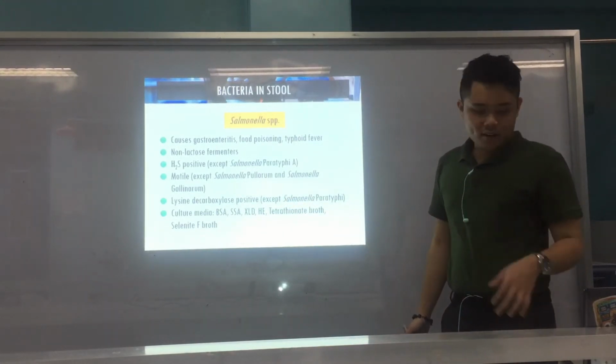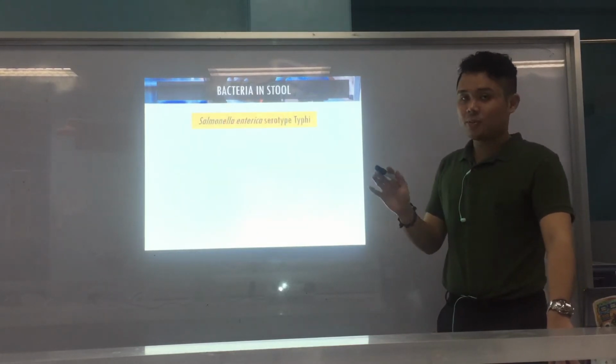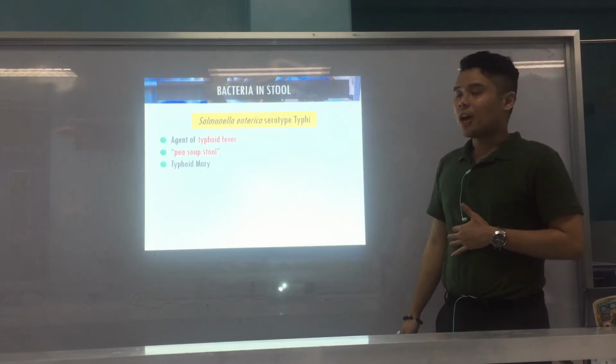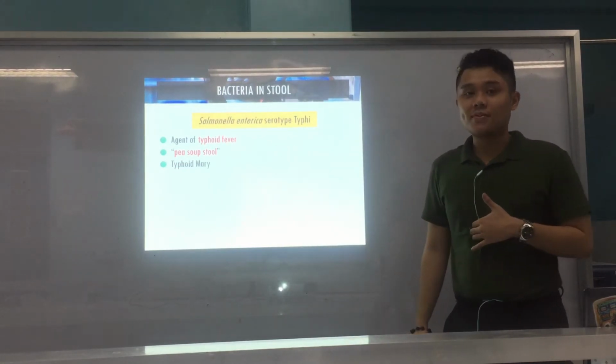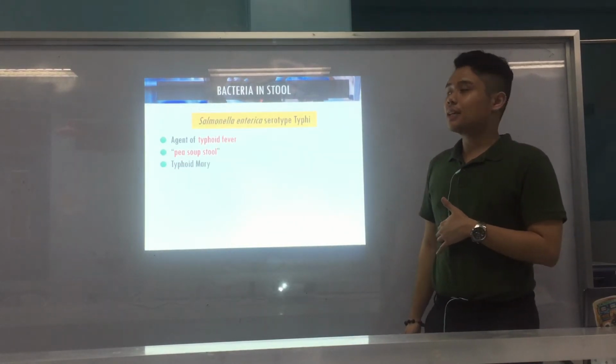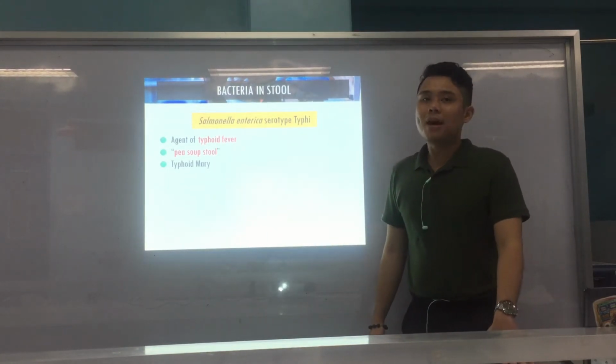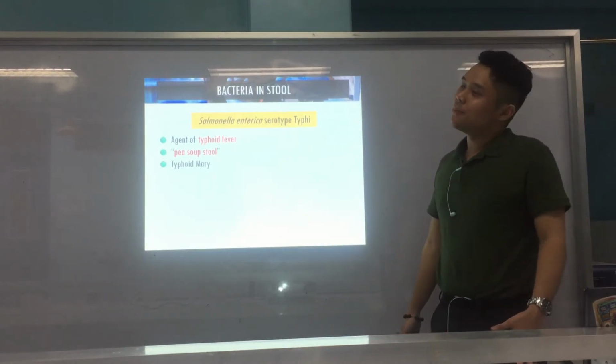And we'll now go to a very specific species, Salmonella enterica serotype Typhi, which is the causative agent of typhoid fever. It has a characteristic stool appearance of pea soup, like pea soup stool.